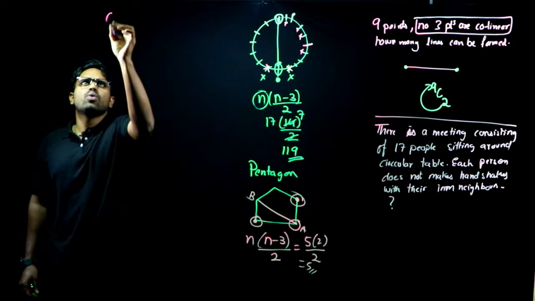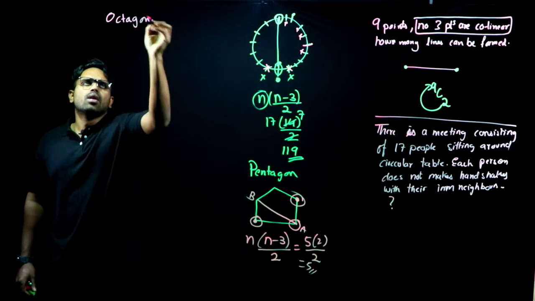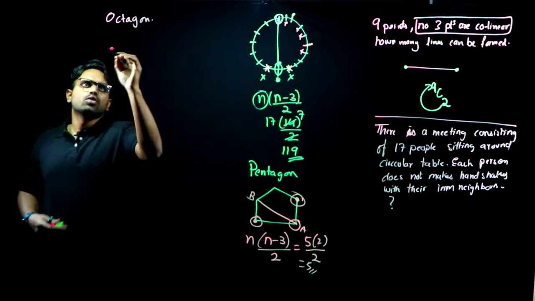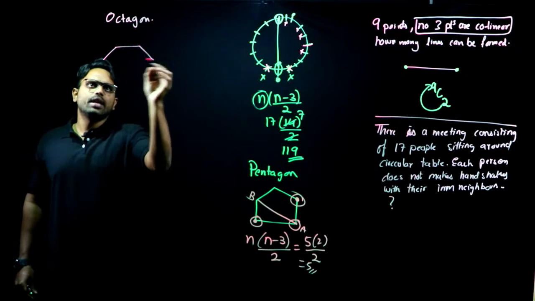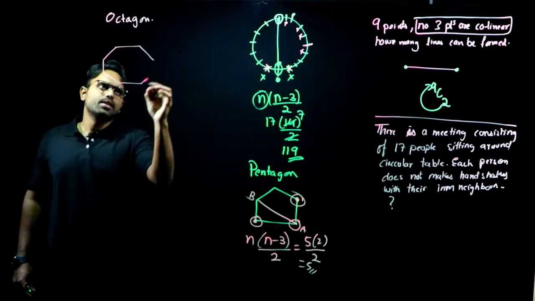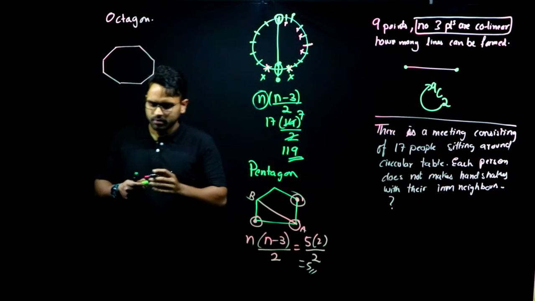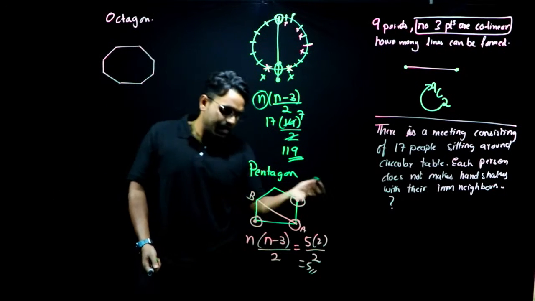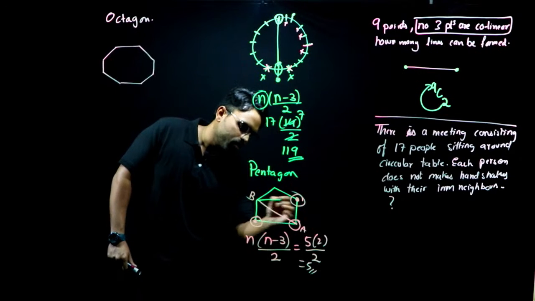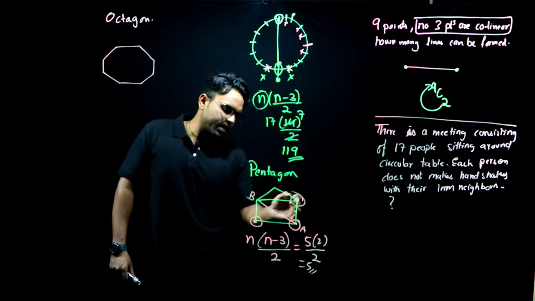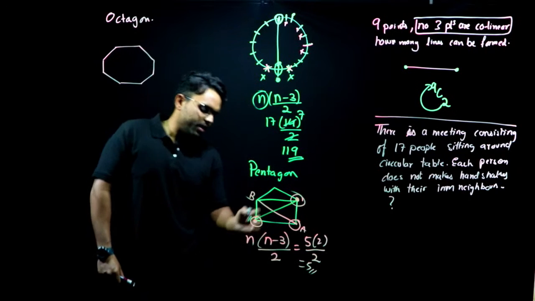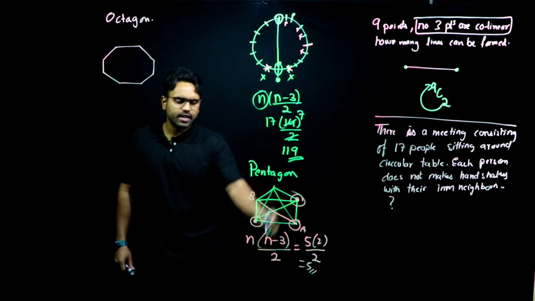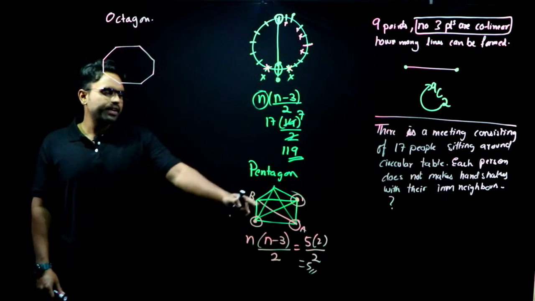Now, the question for you is octagon. How many diagonals does an octagon have? Octagon meaning 8 sides. 1, 2, 3, 4, 5, 6, 7, 8. This is an octagon. How many diagonals does an octagon have? If you want to check it here, obviously you can check it. This is the first diagonal, second diagonal, third, fourth, fifth diagonal. Yes, these are the 5 diagonals that are possible.